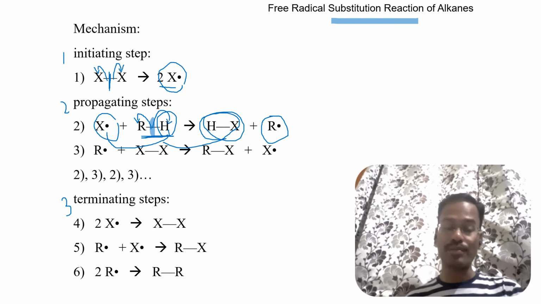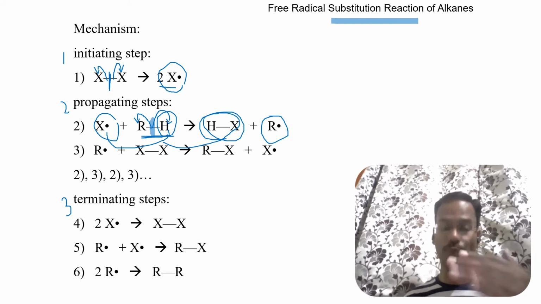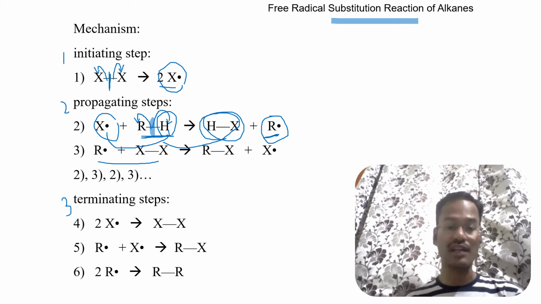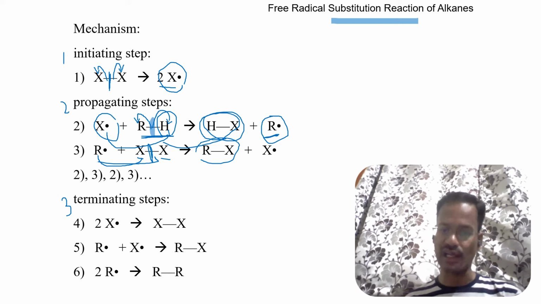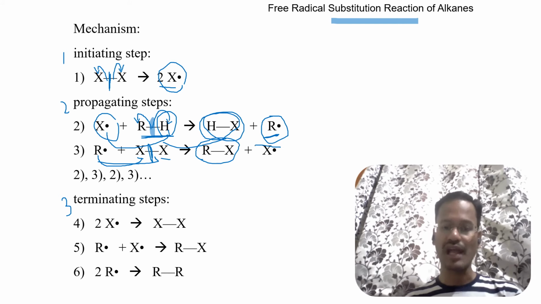In the second part of the propagation step, the so-called formed free radical will react with another halogen, and this halogen also is going to have a homolytic bond fission, which is going to generate two halogen free radicals, out of which one will be reacting with the alkyl free radical, which results in formation of an alkyl halide and a halogen free radical.